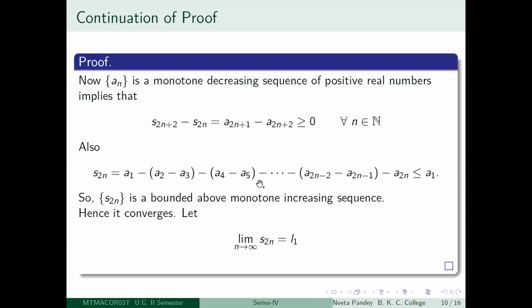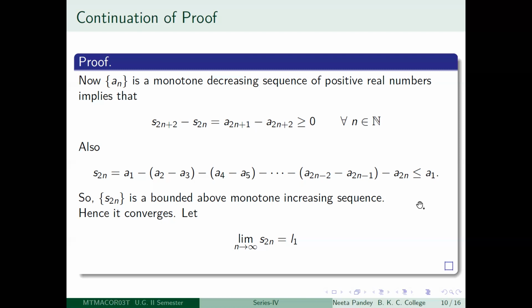So you are subtracting so many terms which are positive numbers from A1. You're subtracting A2 minus A3, which is positive, plus A4 minus A5, plus etc., plus A2n minus 2 minus A2n minus 1, plus A2n. This whole thing, which is a positive number, you're subtracting from A1. Therefore, what you get is a number which is less than or equal to A1. So S2n is always going to be less than or equal to A1.